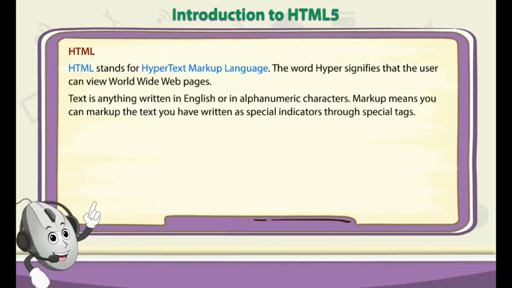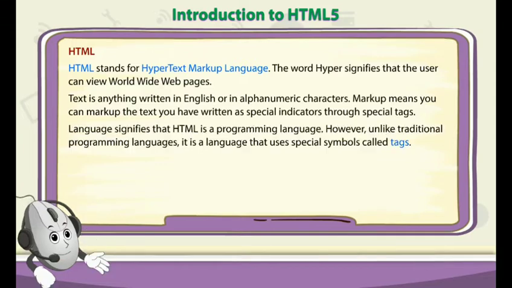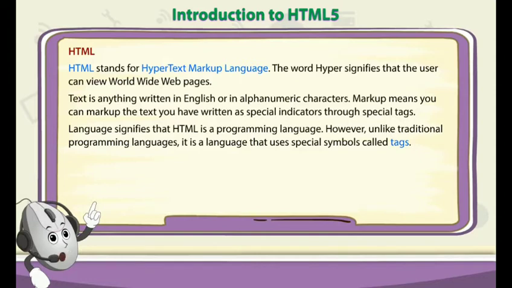The word hypertext signifies the user can view the worldwide pages. Text is anything written in English or alphabetical or alphanumerical characters. Markup means we can mark up the text. You have to write a special indication through the special tag. HTML is a language specified as a programming language.